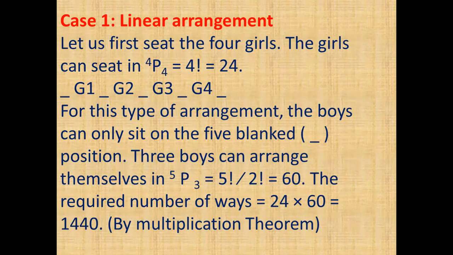Now in these 5 spaces, the boys can sit. We have 3 boys left. Out of 5, it would be 5P3. If you solve it, it comes out to be 60. So the required number of ways would be 24 into 60, or 1440.